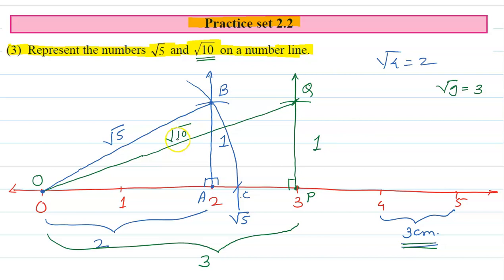Now we have to plot this root of 10 over the number line. So what shall we have to do? Let's take O as center and OQ as radius, and make an arc so that the arc intersects the line at a point, let it be R, and that point represents root of 10 here. So we have the location of root of 5 at point C and root of 10 at point R.